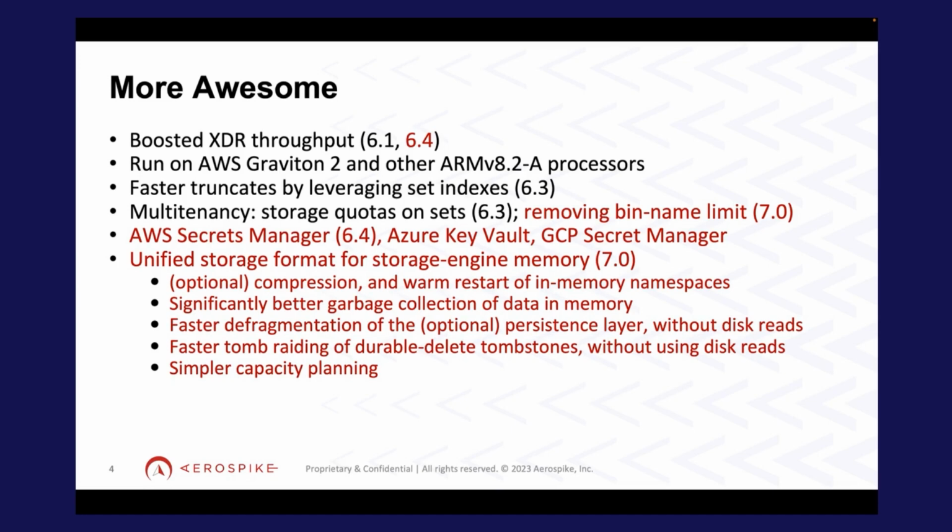We're going to get significantly better garbage collection for data in memory. Faster defragmentation of the optional persistence layer without using any disk reads, faster tomb raiding and durable delete tombstones, again without using any disk reads, and much simpler capacity planning because the in-memory and the persistence layer mirror each other now. LRU eviction policies will be added to complement our TTL-based eviction policy that we have now. And we're going to add device async IO with IO ring into likely Server 7.1.